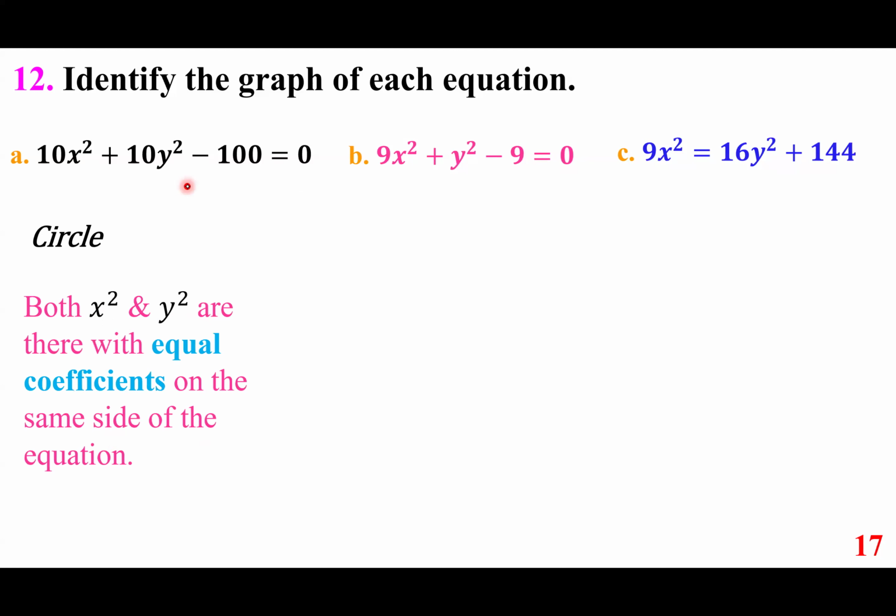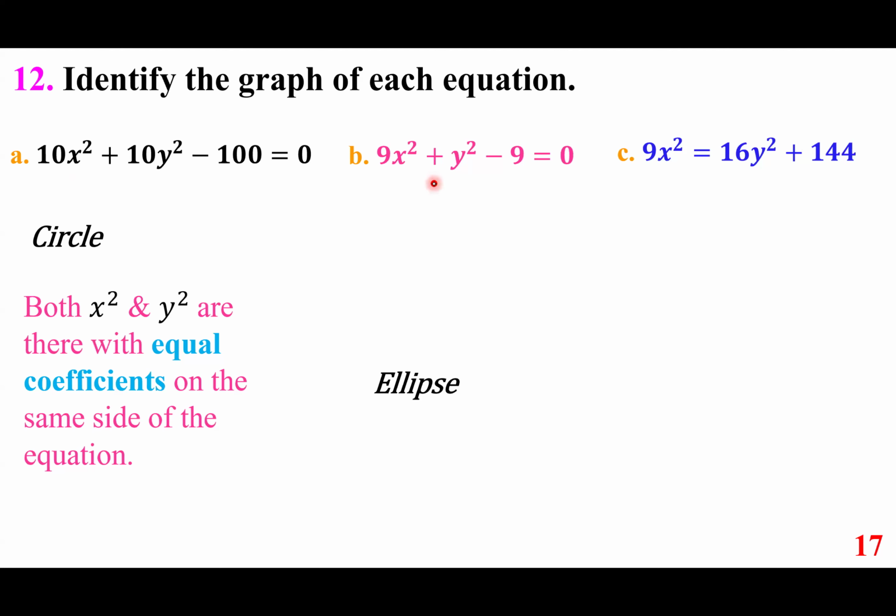Now, to prove it's a circle, you can put it in standard form. But instead of that, if you want to quickly come up with the answer, look at the exponent of x and the exponent of y. If both of them are degree 2, and they have equal coefficients, it doesn't matter what the coefficients are, as long as they're identical, that must be a circle.